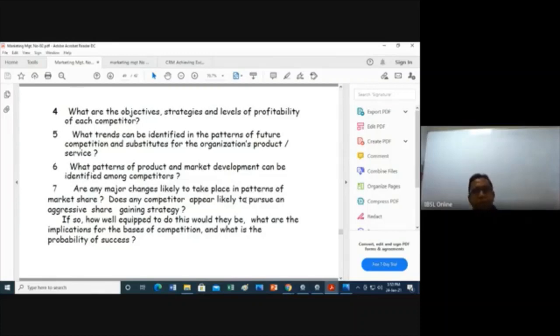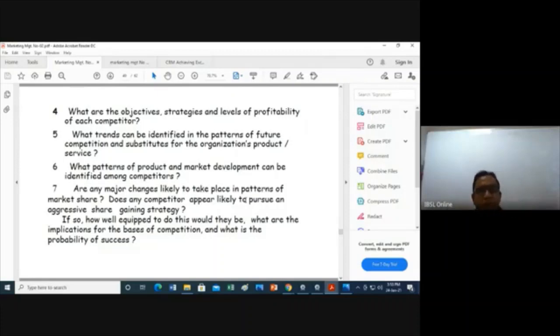And what trends can be identified in the patterns of future competition and substitutes for the organization's product? Now, for a bank, there are many substitutes coming, like finance companies, leasing companies, savings institutions like Sanasa, and private pawning brokers. So you have to be mindful about this substitution, and they are also coming in different ways of competition.